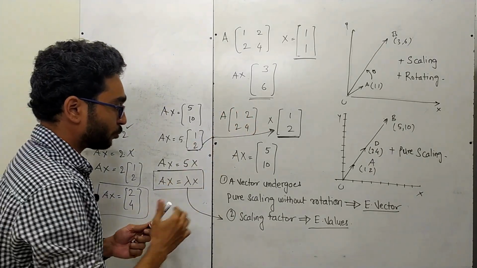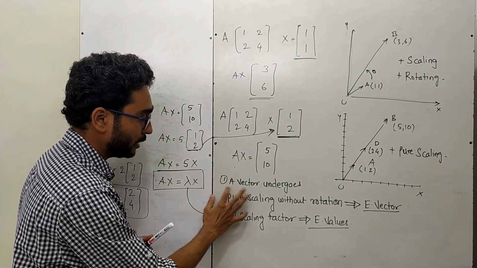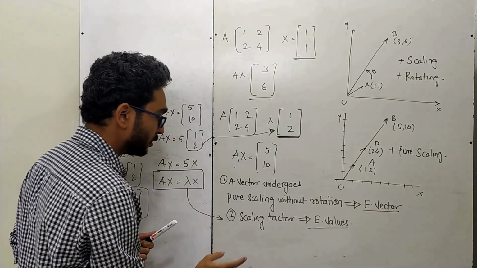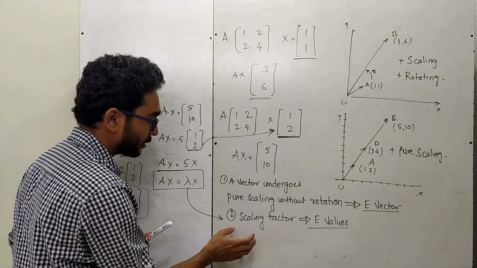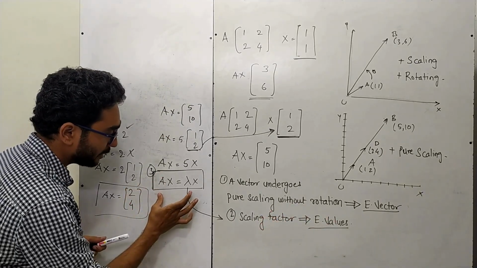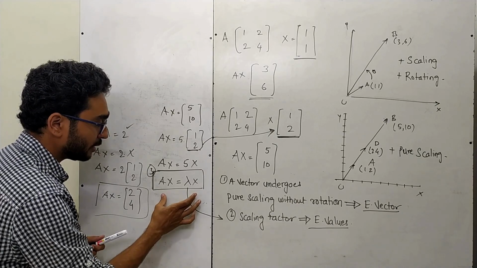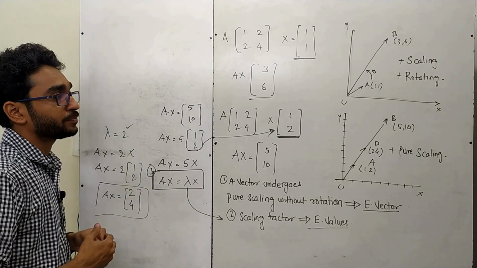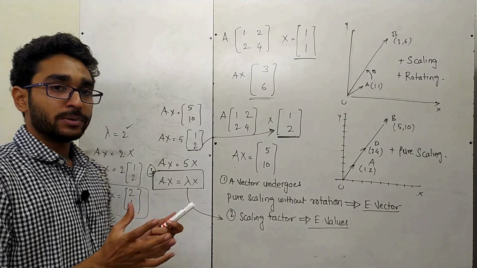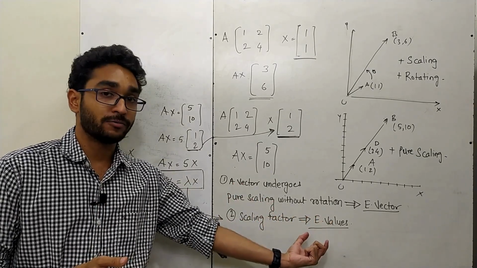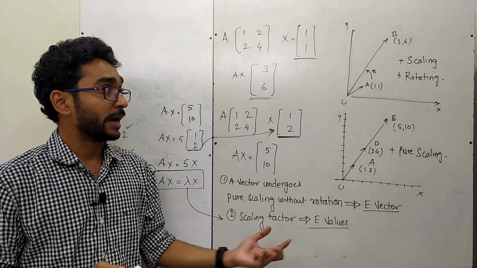So some important points. This is the first very important point: a vector that undergoes pure scaling without rotation is called an eigenvector. The scaling factor is the eigenvalue. This is the third most important point, where AX is equal to lambda X. This is the equation which is satisfied by eigenvectors and eigenvalues. So now I hope you have understood what exactly eigenvectors and eigenvalues are with this particular analogy.